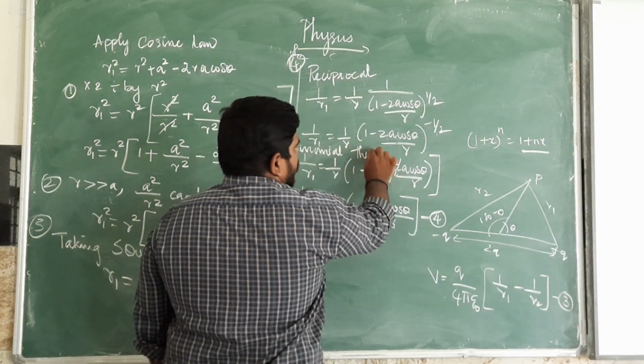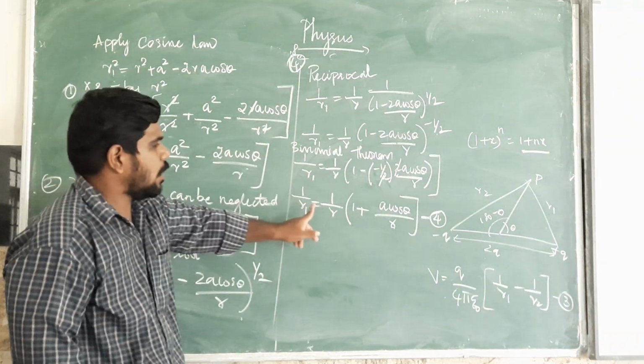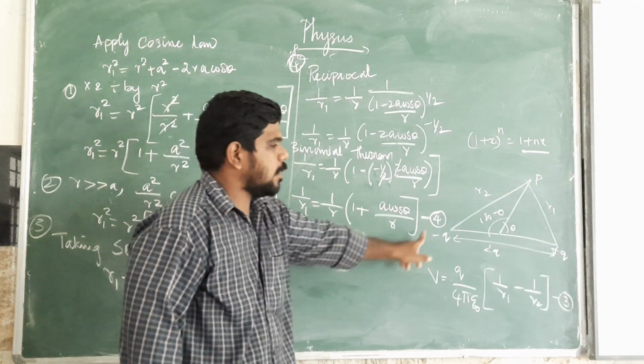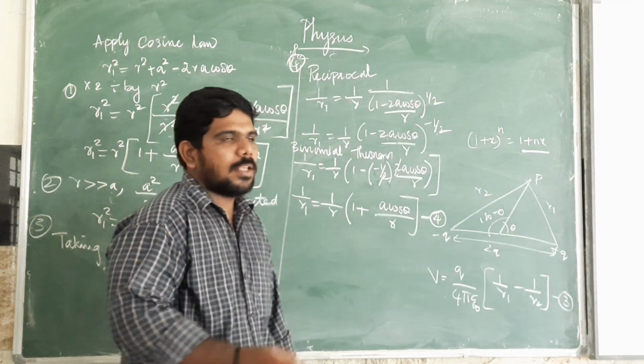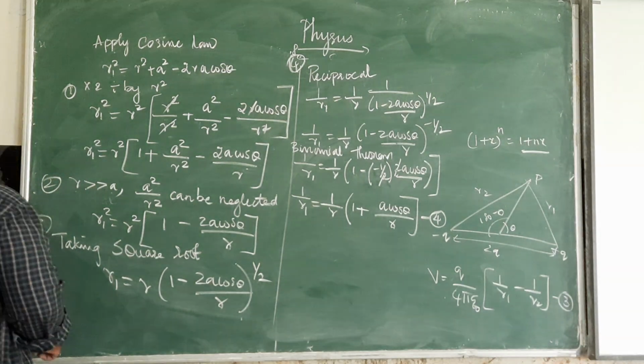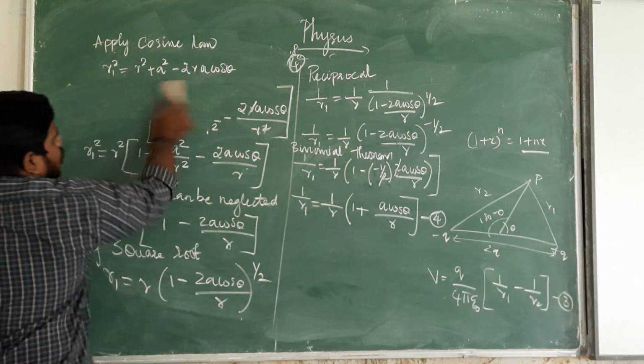Clear? So these are the 5 steps we have to learn. From this, we find the value of 1 by R1 is equal to 1 by R into 1 plus a cos theta by R. This will be equation number 4. Then similarly, we are going to find the value of 1 by R2.